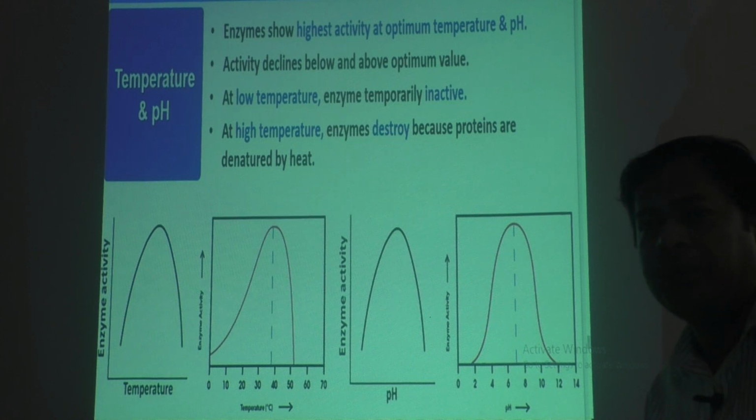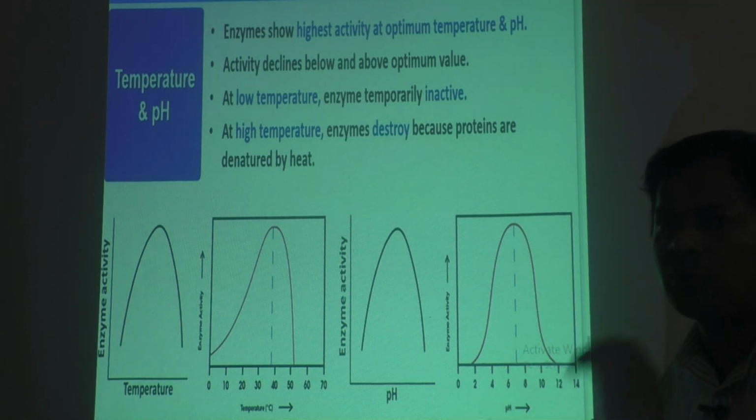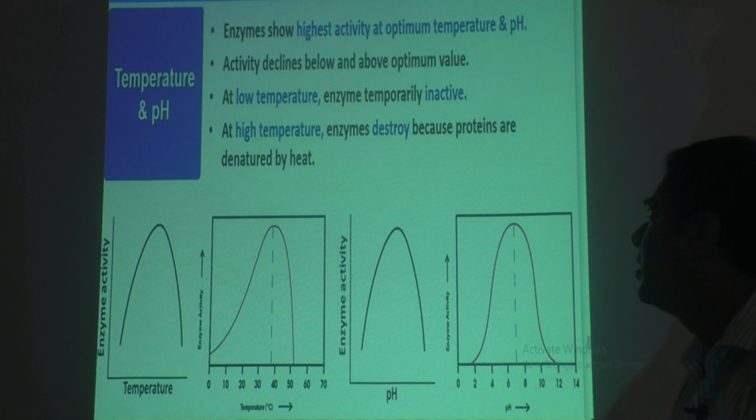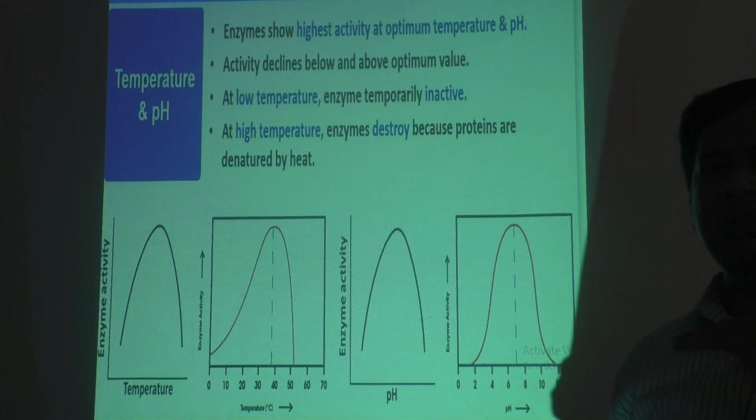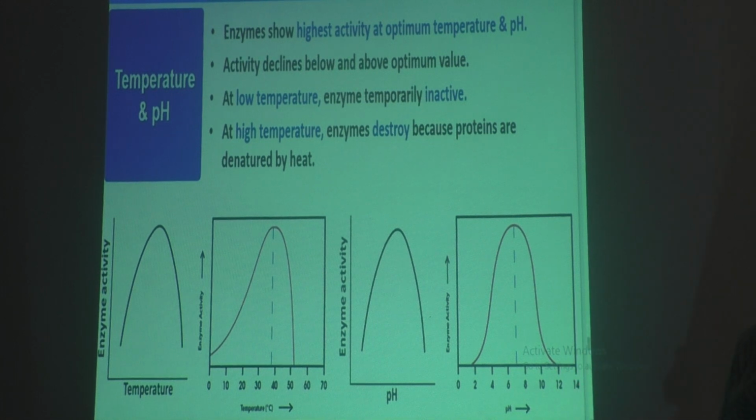What is the meaning of optimum? Optimum means the required quantity, not less and not more, exactly what is required. Enzymes will show maximum work at the optimum, meaning the required temperature and pH.